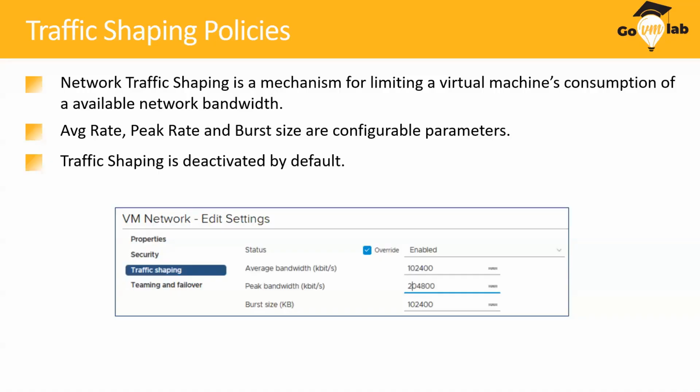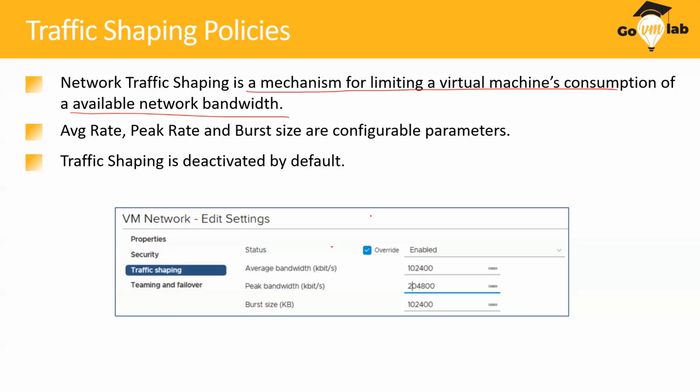So now the next policy we have is the traffic shaping policy. As its name implies, traffic shaping is a very standard policy in the networking world. The whole idea of a traffic shaping policy is basically a mechanism for limiting a virtual machine's consumption of the available network bandwidth, right?